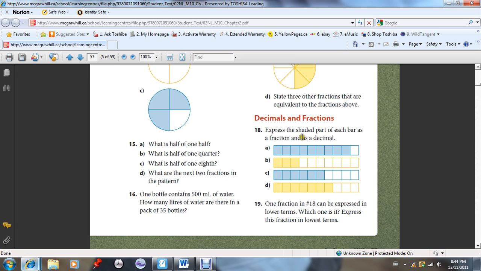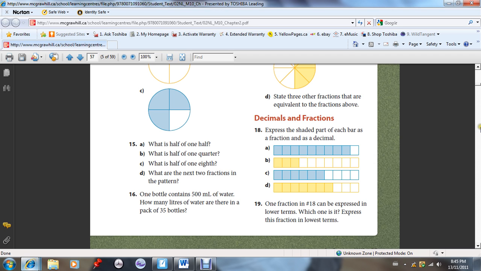Number 18. Express the shaded part of each bar as a fraction or a decimal. Simply count 1, 2, 3, 4, 5, 6, 7, 8, 9, 10. How many are shaded? There's 10. How many shaded out of the 10? 9. So you do 9 over 10. Or write it as a decimal, 0.9. And by all means, boys and girlies, use a calculator if you need to.